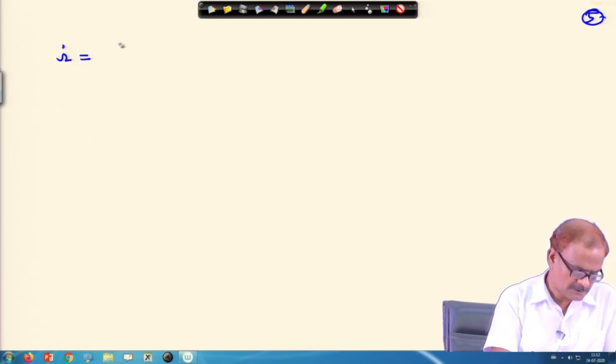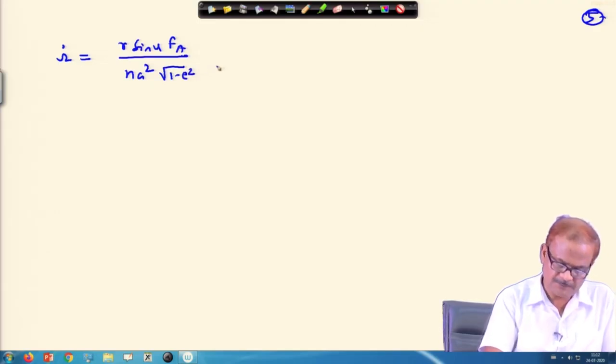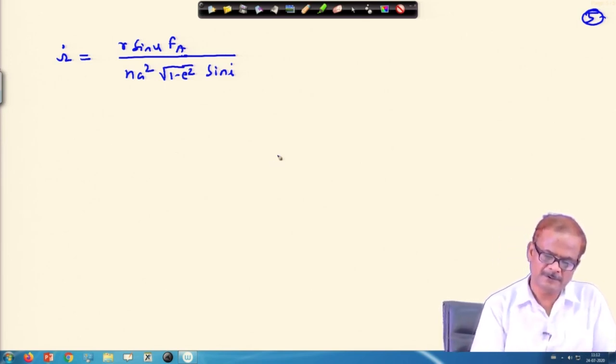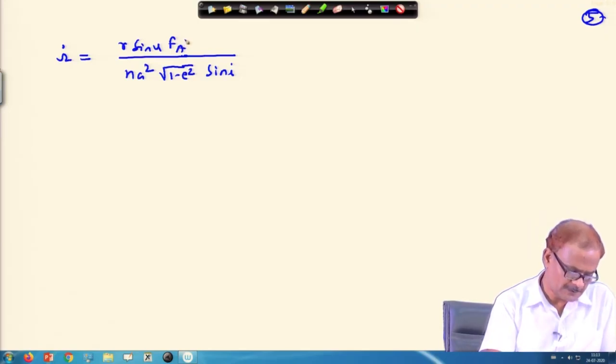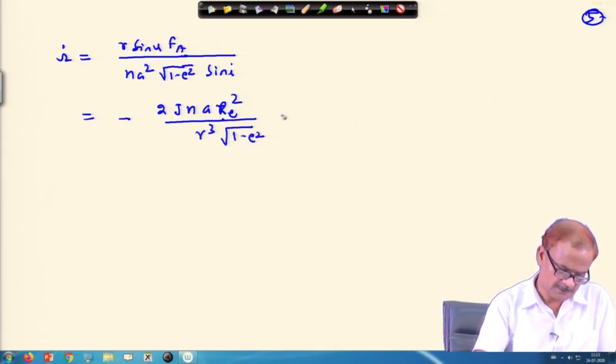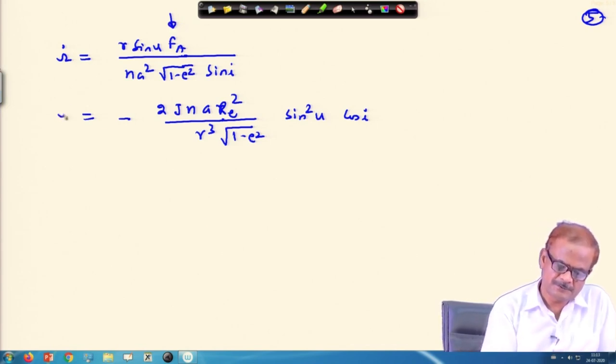So the capital omega dot is r sin u f a. This is the Lagrange planetary equation we have got in terms of f r, f theta and f a. Now f a we can insert in this place, and once we insert what we have derived on the last page, this will get reduced to r e a square divided by r cube 1 minus e square. So insert the f a we derived on the previous page and reduce it. This is what we get.